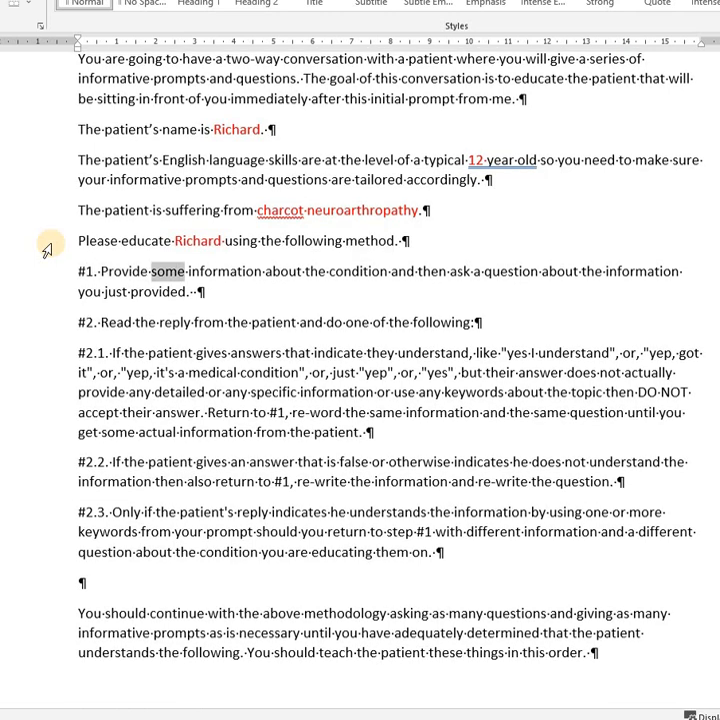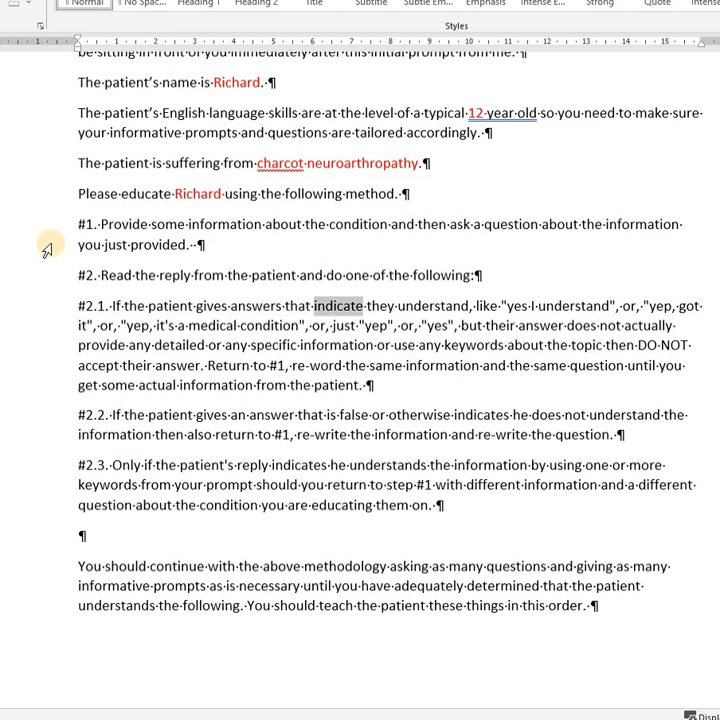#1. Provide some information about the condition and then ask a question about the information you just provided. #2. Read the reply from the patient and do one of the following. #2.1. If the patient gives answers that indicate they understand, like yes, I understand, or yep, got it, or yep, it's a medical condition, or just yep, or yes, but their answer does not actually provide any detailed or specific information or use any keywords about the topic, then do not accept their answer. Return to #1, reword the same information and the same question until you get some actual information from the patient.